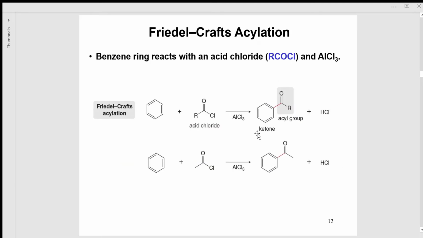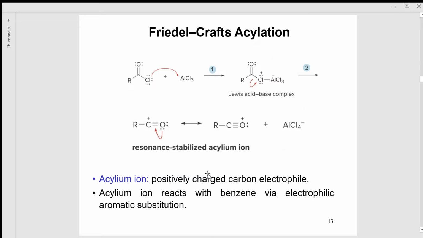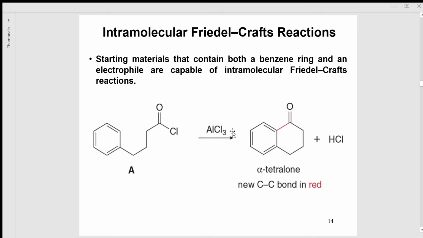The second type of Friedel-Crafts reaction is the acylation reaction. Basically, the benzene ring reacts with the acid chloride. We use the same catalyst, aluminum chloride. We form ketone molecules. So here's the mechanism. Again, the key point is how we generate something which bears a positive charge. The positive charge will react with the electrons in the benzene ring. This is called a Friedel-Crafts acylation reaction.